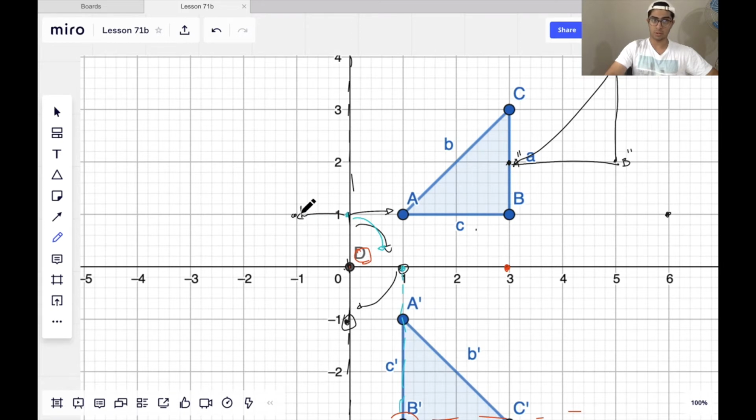So A triple dash will end up here. If we do B, this is 3 away going right. So that's a perpendicular distance 3 away. So we have to go 3 away in the opposite direction. So 1, 2, 3.